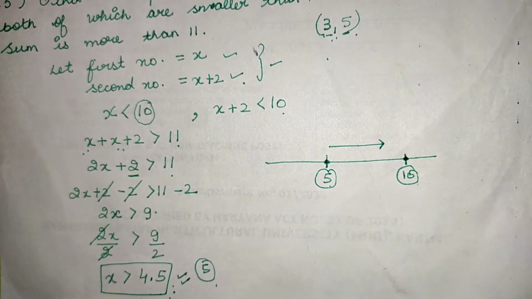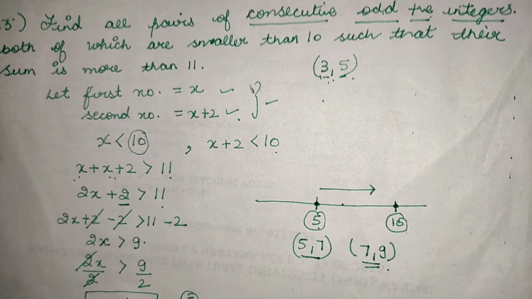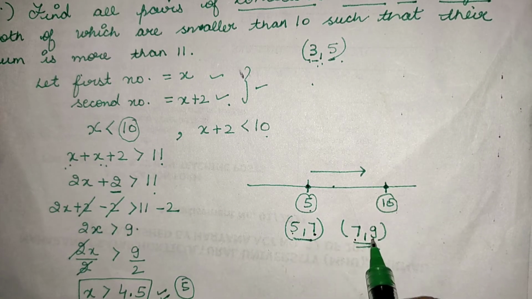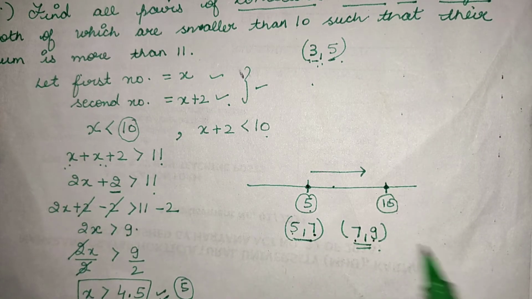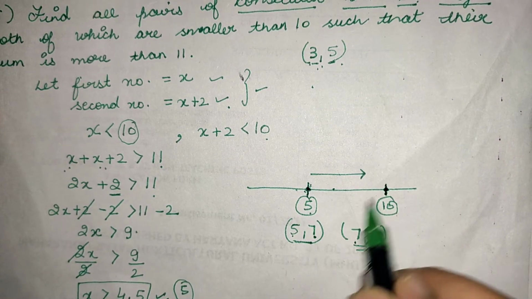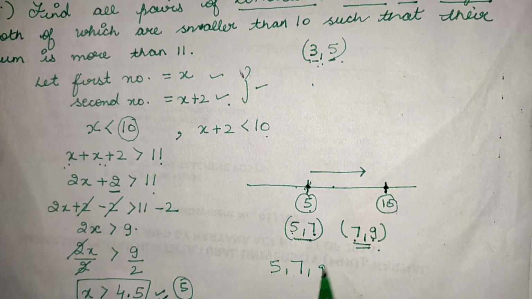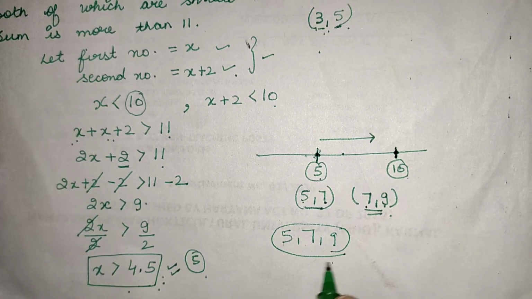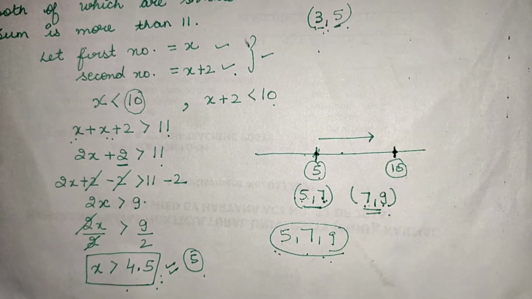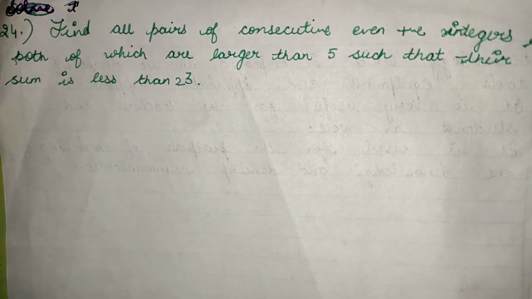So now my answer will be: the first pair will be 5, 7 and the second pair will be 7, 9, because the odd numbers lying in this range between 5 and 10 will be three numbers only, 5, 7 and 9. So using the three numbers, my two pairs will be 5, 7 and the second pair 7, 9.